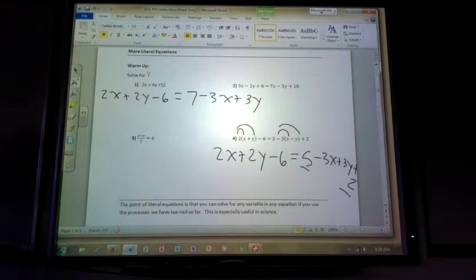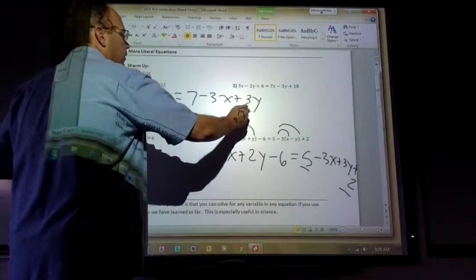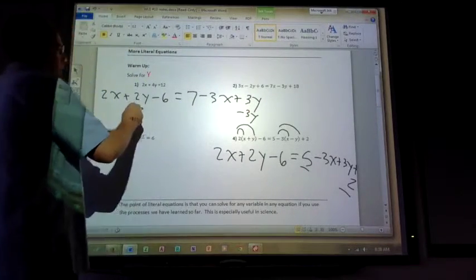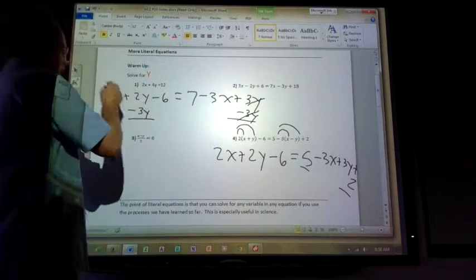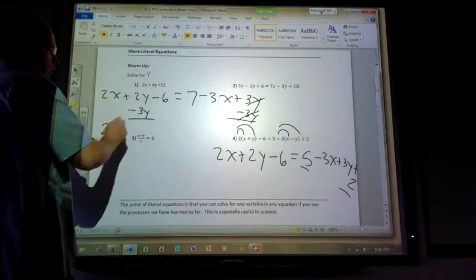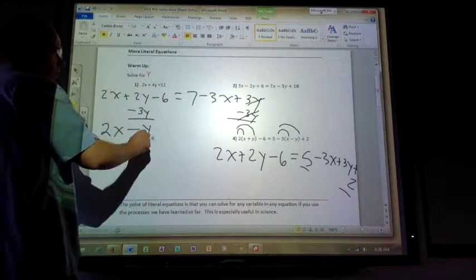I want y by itself, so what should I do? Subtract 3y? Okay, I'll do that. So, seem to be trying to get it over here on this side, which is totally fine. That cancels that. That gives me 2x. It's 2y minus 3y. Negative 1y. Good.